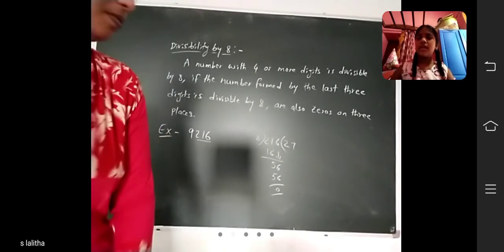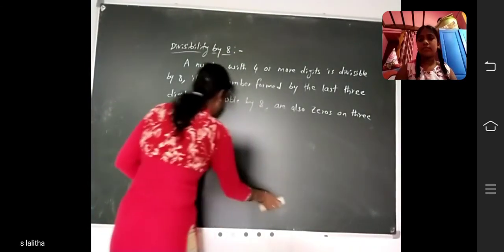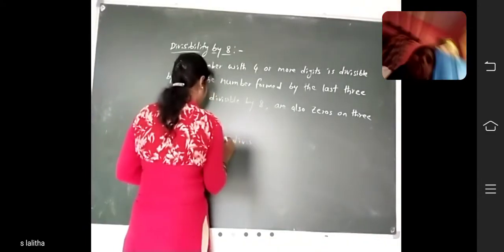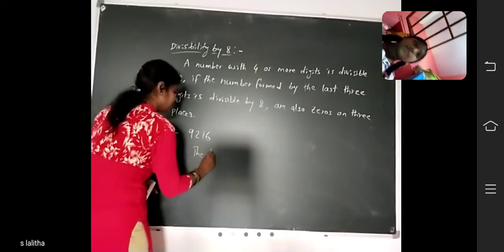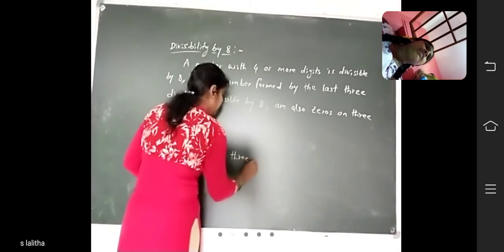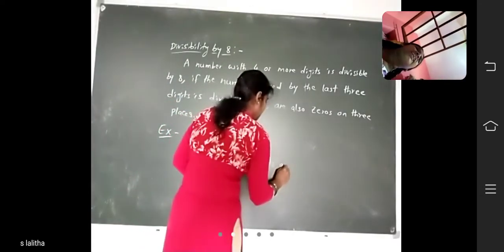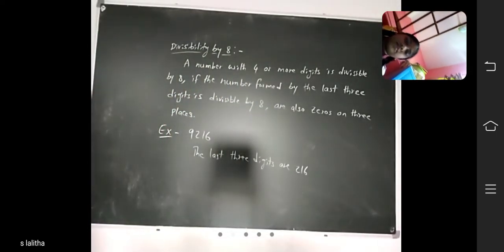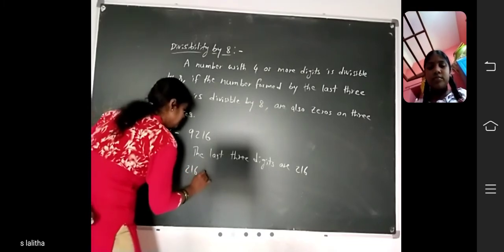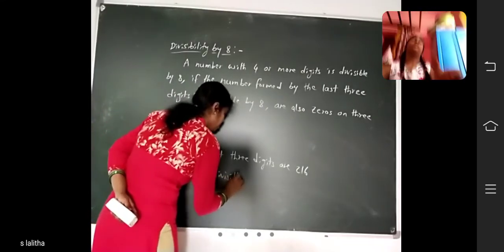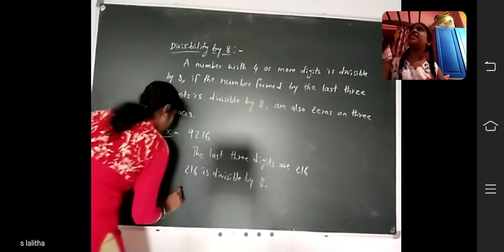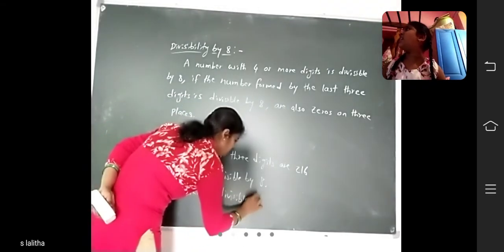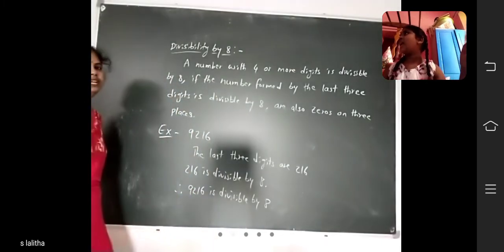Okay, children? Like that you have to check it. The last 3 digits are 216. So 216 is divisible by 8. Therefore, 9,216 is divisible by 8. Okay, children? Right.